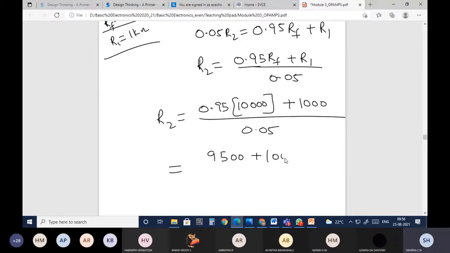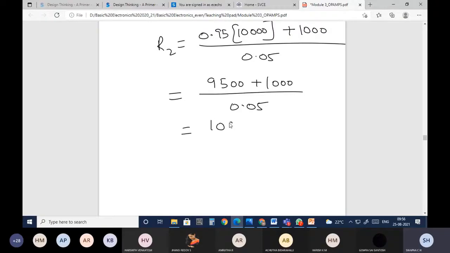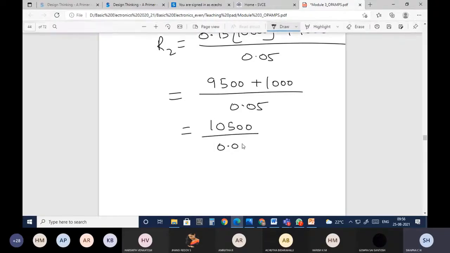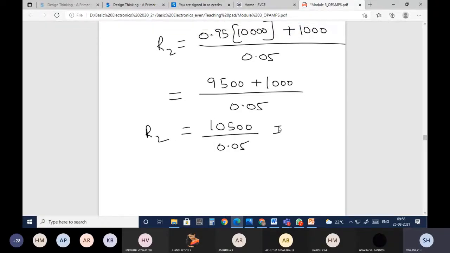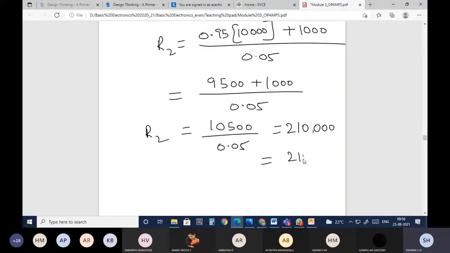9500 plus 1000 divided by 0.05. So this will be equal to 10500 divided by 0.05. This is R2. This is direct simplification, use your calculator and calculate the value. 10500 divided by 0.05 will be equal to 210,000. So it is nothing but 210 kilo ohms. This is your R2 value.